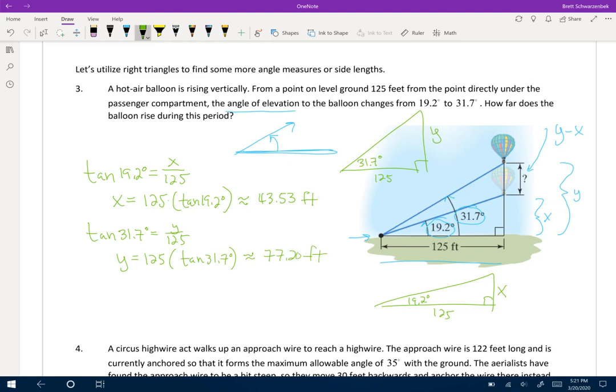Okay, and as we spoke of before, how do we find the missing piece right here? How far has it risen since the change in angle of elevation? We just need to take our value of y and subtract x. So y minus x is going to be 77.20 minus 43.53, which is going to give us approximately 33.67 feet. Please remember your labels on exams. That is a pretty big deal on any of these problems, but that'll be our result.